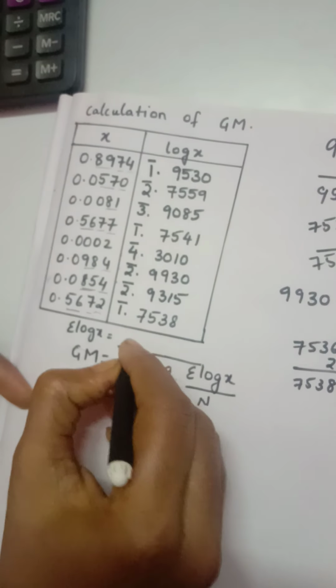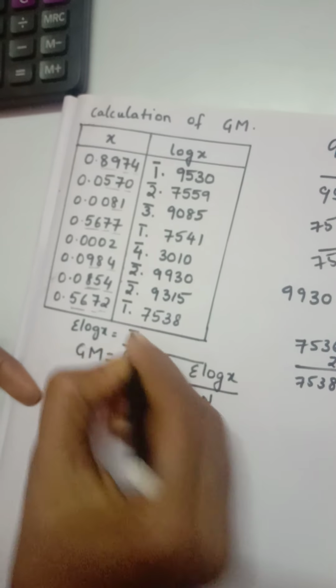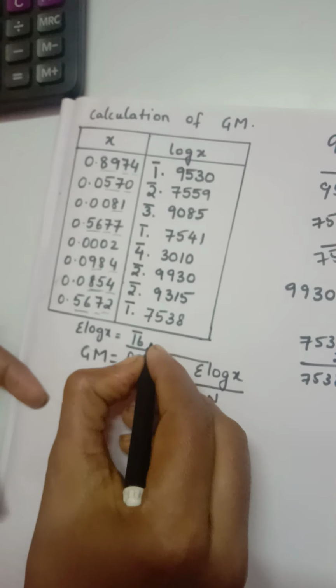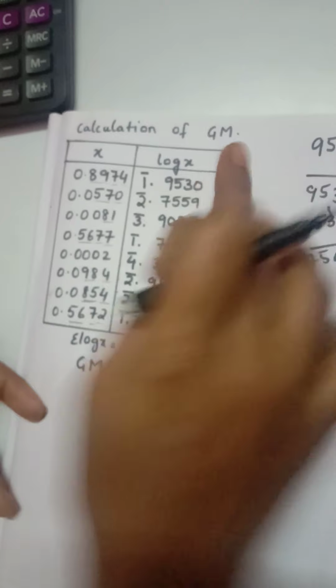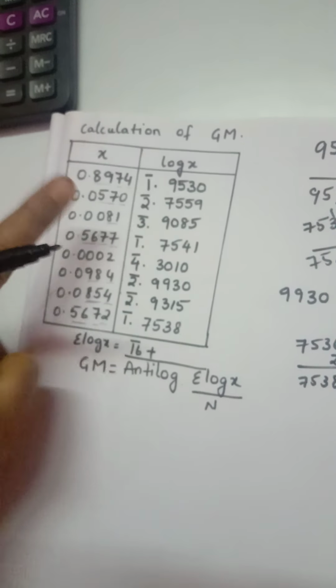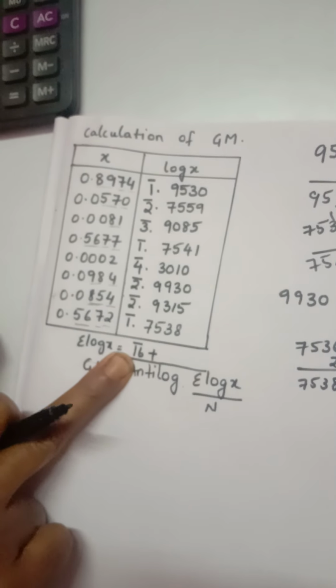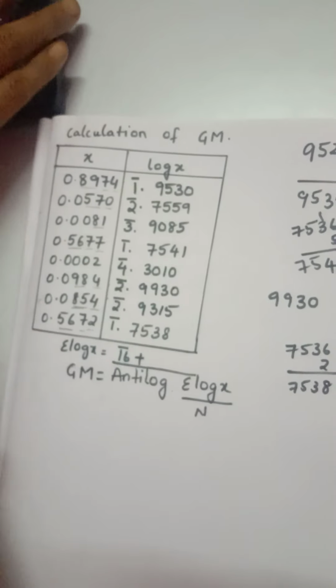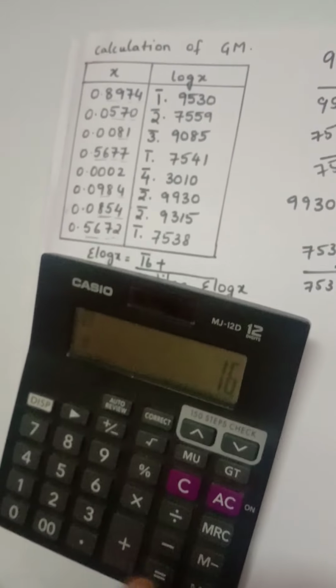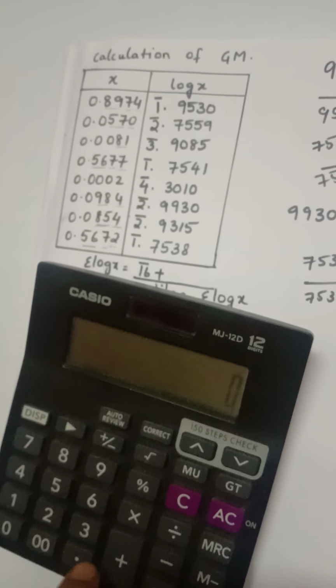So how much value are we getting? 16. So 16 bar value you have to take. Then you have to put plus here, and now you have to add only the decimal values. These values you should add separately, and the decimal values you need to add separately. So how are we going to add? We need to do this problem very slowly.